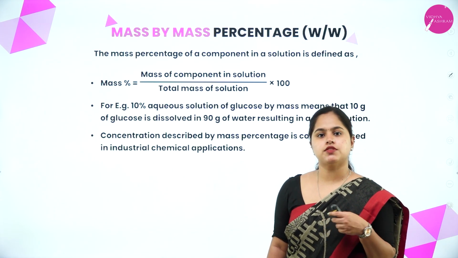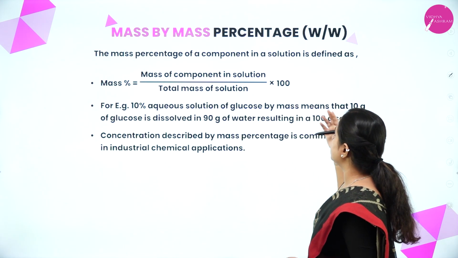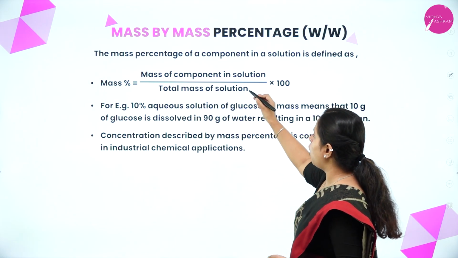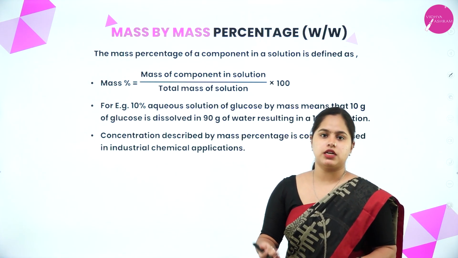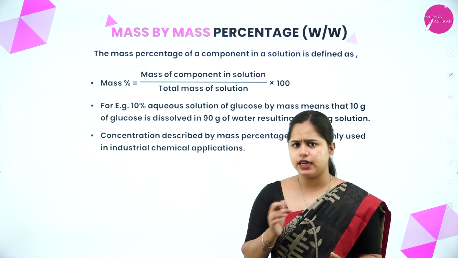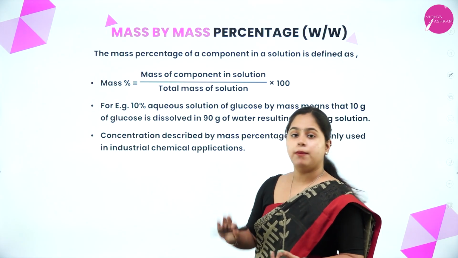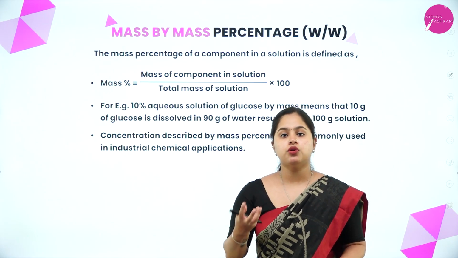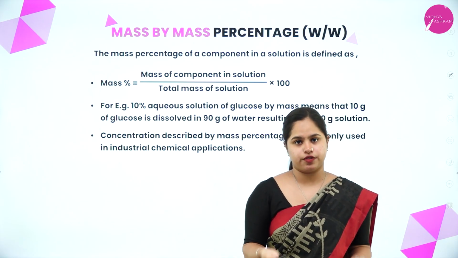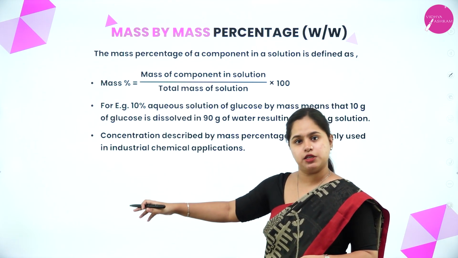As the name suggests, it will be something related to mass, right? So let's see. The mass percentage of a component in a solution is defined as, how you can calculate it, the mass of component in the solution divided by total mass of the solution multiplied by 100. So the example that we have taken before, that is your sugar solution, if you want to find the concentration of the solution in terms of mass percentage, you have to use the mass of sugar that you have added divided by the total mass of your solution multiplied by 100, which will give you the concentration of the solution in terms of mass percentage, right?